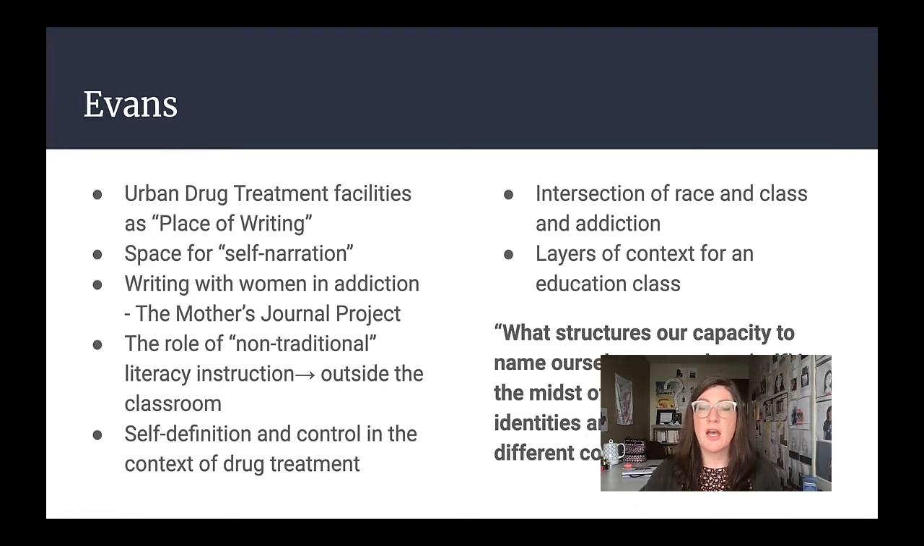She says, how does this structure making a self, how does one make a self, construct a self in the midst of the collision of shifting identities and movement across different contexts? So she's acknowledging that women in this facility are so much more than what they might be labeled or assumed to be by workers in the facility or society at large. And that's something that really can appear in their writing.